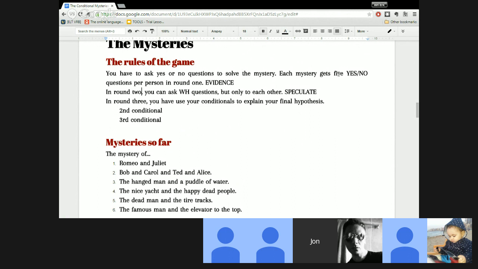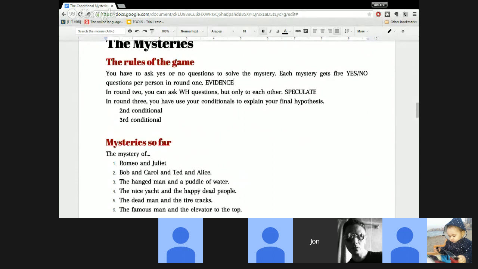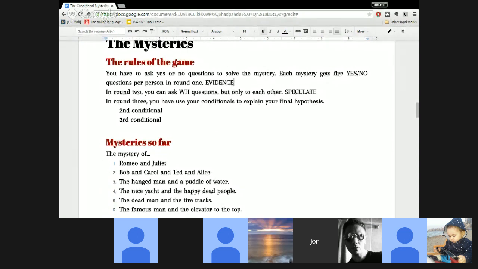In round 2, you can ask WH questions, but this time you're asking to each other. So in round 1, you're going to ask me the questions, and I know the answer, but I can't tell you the answer. If you say, what did the man do? I can't answer that question because it's not a yes or no question. But in round 2, you can ask that question, but only to each other, because you're going to begin to speculate about what happened. And then in round 3, these are all going to go really fast.